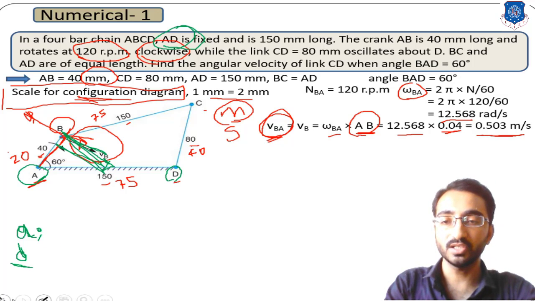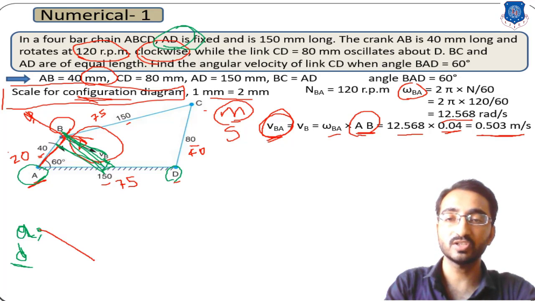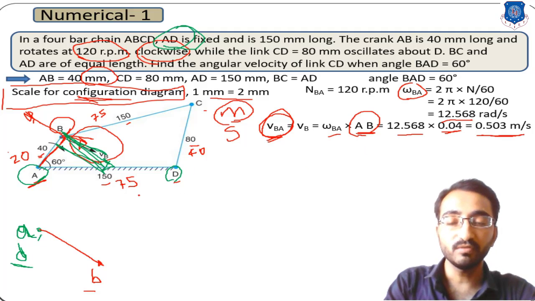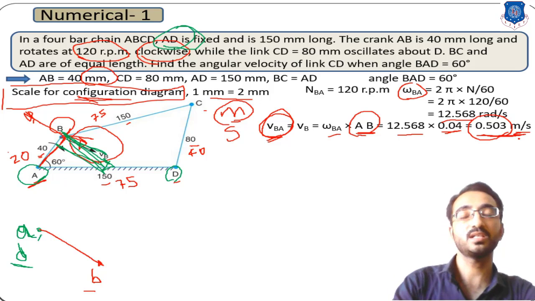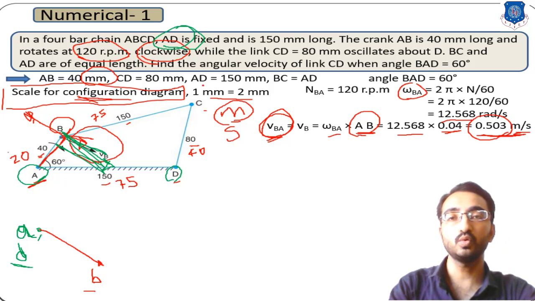So if you want to sketch the velocity diagram, then over here you have to consider that the velocity of B with reference to A will be in downward direction. Okay, so this is the direction of A to B. But now what will be the magnitude? Over here velocity is given as 0.503 meter per second. Now here the velocity is in meter per second, so again we have to consider some scale. If you do not consider any scale, then how will you sketch?